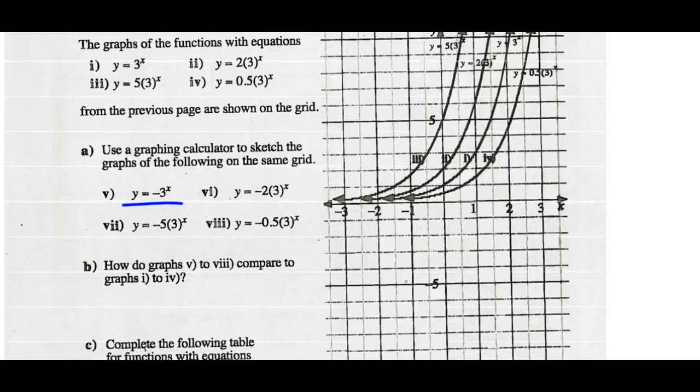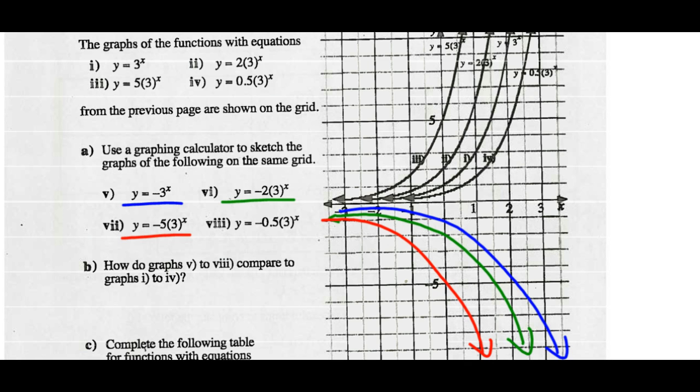So our graph for 3 to the x is right here. We're going to do the opposite of that. There we go. So there's 3 to the exponent x, and -2 times 3 to the exponent x. It's right there. And -5 times 3 to the exponent x. It's right there. And finally -1/2 times 3 to the exponent x should be right there. Right? Oh, don't forget all these have arrows going that way that never touch the x-axis.